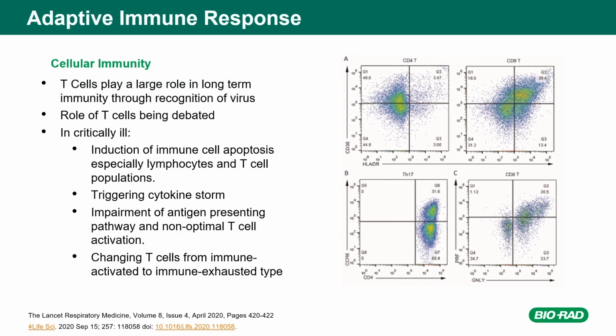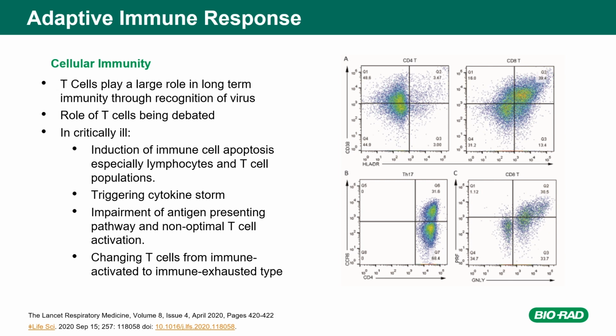T cells play a large role in long-term immunity through recognition of the virus, and this role is actively being investigated and debated. It appears that in those with advanced disease, the T cells may no longer be fully functional, including an induction of immune cell apoptosis, especially lymphocytes and T cell populations, the triggering of the cytokine storm, impairments of antigen presenting pathway and non-optimal T cell activation, and changing of T cells from immune activated to immune exhausted type.